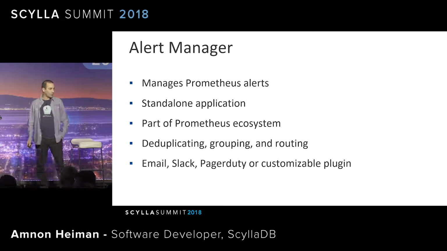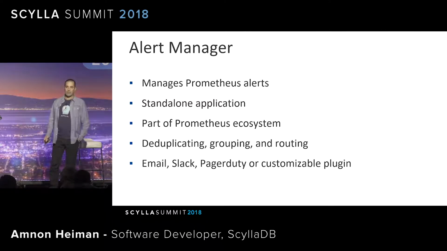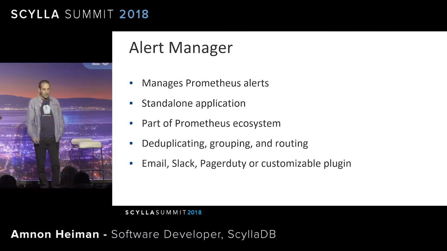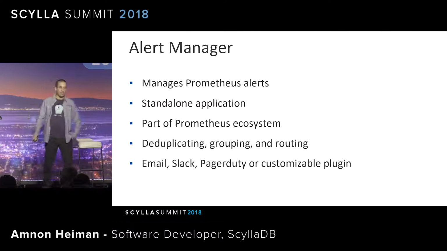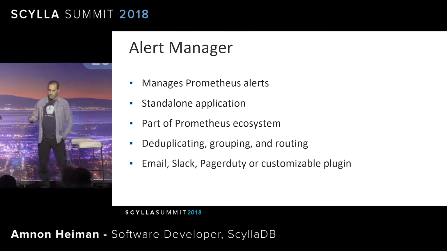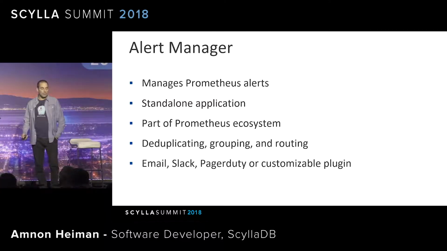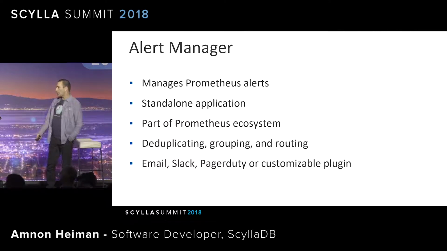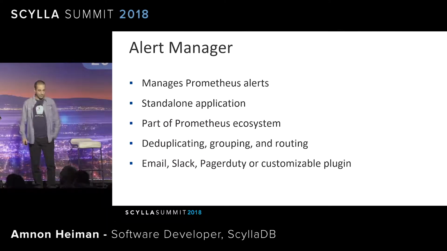I'll start with the Alertmanager. The Alertmanager is a standalone application that takes the Prometheus alerts and can, as we said, act as a data source for Grafana. It can also send those alerts to other systems. And so you can get email notification, PagerDuty, Slack messages, and so forth.